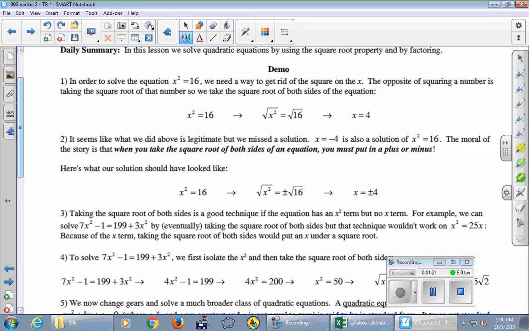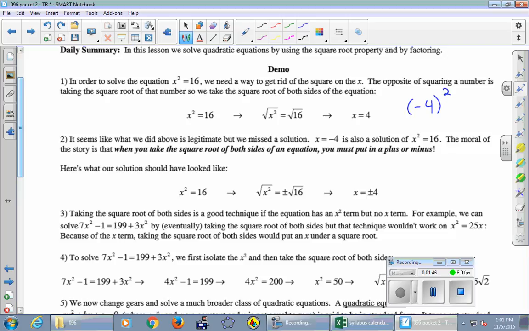Here's the problem. x equals 4 is a solution. It's not the only solution. What's the other x that solves this equation? Negative 4, because if you take negative 4 and you square it, which is what the left-hand side says to do, what do you get? 16. It is very easy to miss that negative solution.